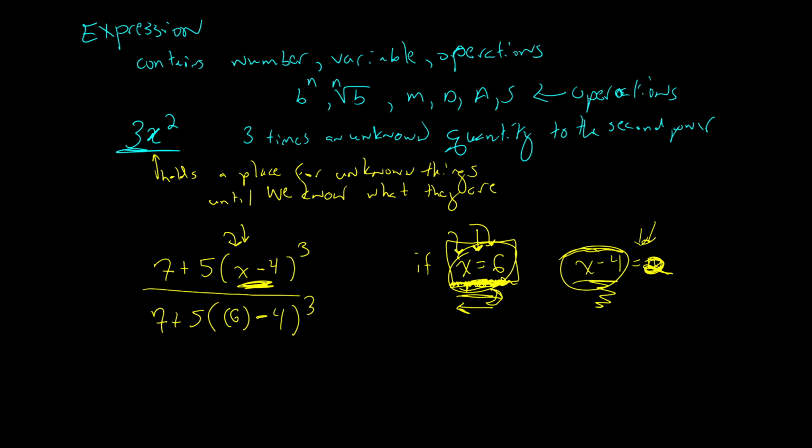So I have this grouping symbol to do first. So 7 plus 5, 6 minus 4 is 2 cubed. And I've simplified the expression one level, and I've done my grouping symbols. Now I come through and I do all my powers. And so I have 2 to the third, which is 8. And I've done all my powers, so I come back down and do my multiplication. And I get 47 as what this expression is if x is 6.